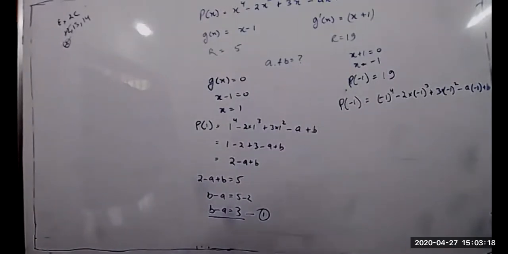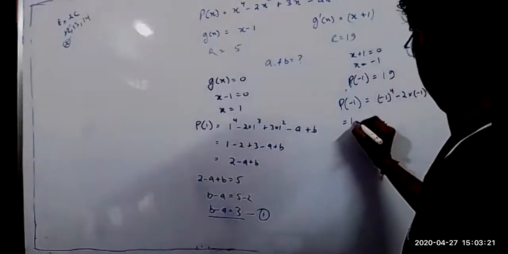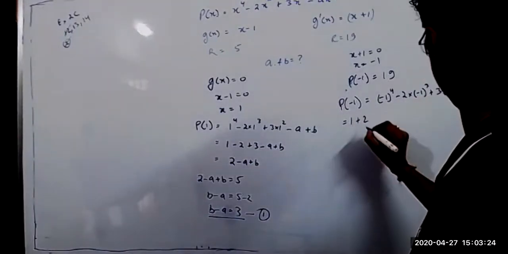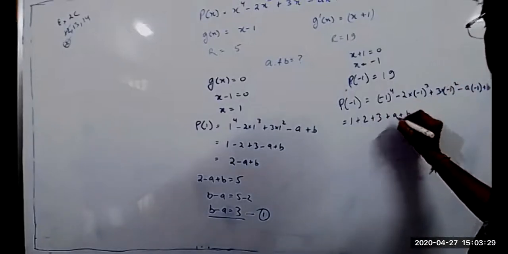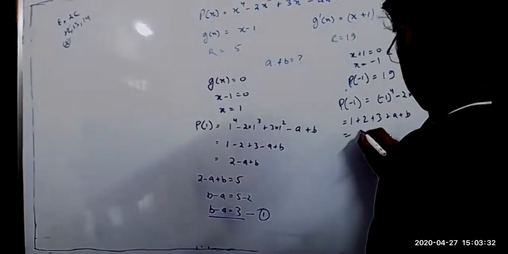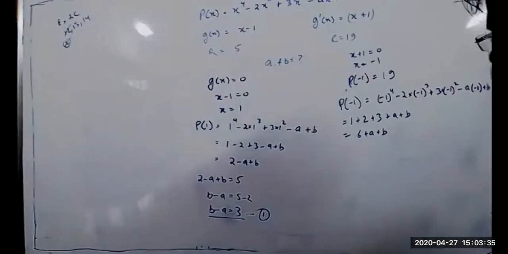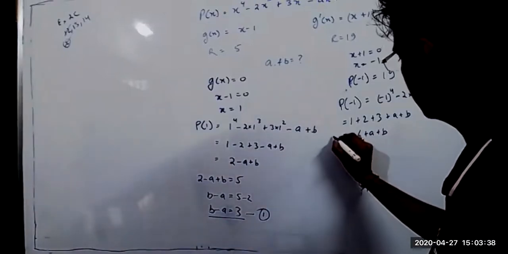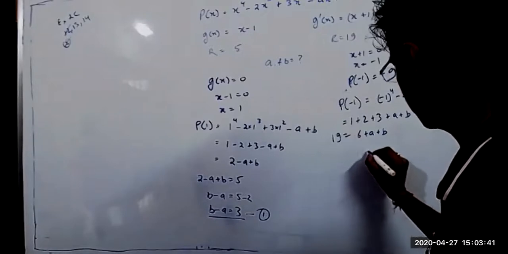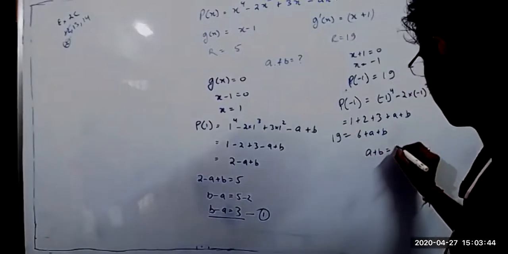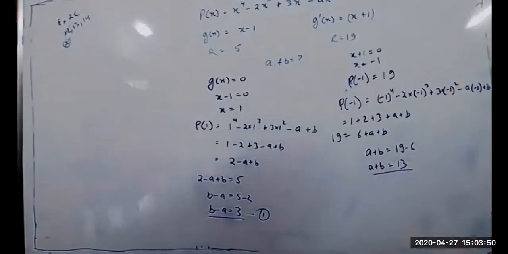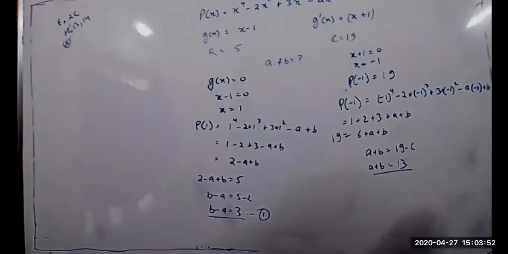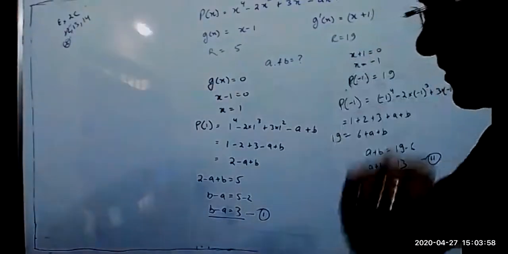No, sir. Okay. So this will be equal to 1, this will be equal to plus 2, this will be equal to plus 3, plus a plus b, or 6 plus a plus b. We can write like this. So a plus b, can you write it as 19 minus 6, a plus b is equal to 13? Can you write like this? Yes, sir. Everyone, what I am doing, is it clear?